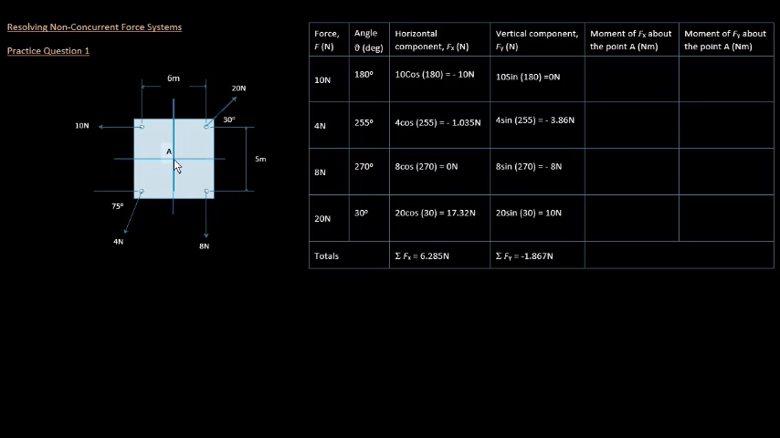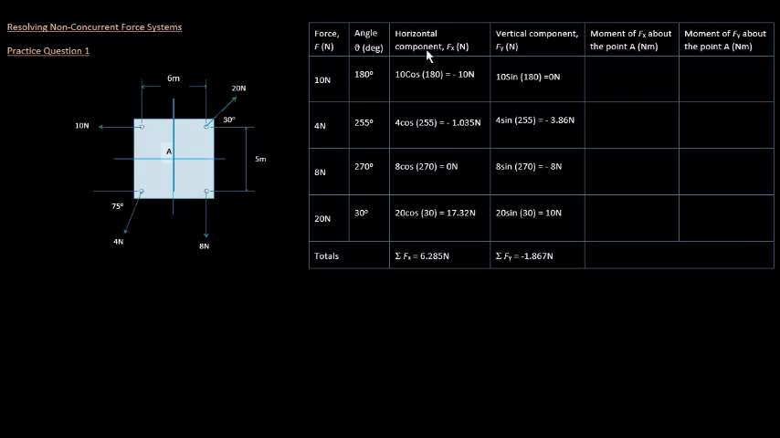Different forces are acting at different points, and they're acting away from the pivot point, which is this point here. The pivot point could be anywhere. In this question, the pivot point is right in the middle. In another question, the pivot point could be at this corner. It doesn't matter. We still have to calculate the resultant on it and the moment.